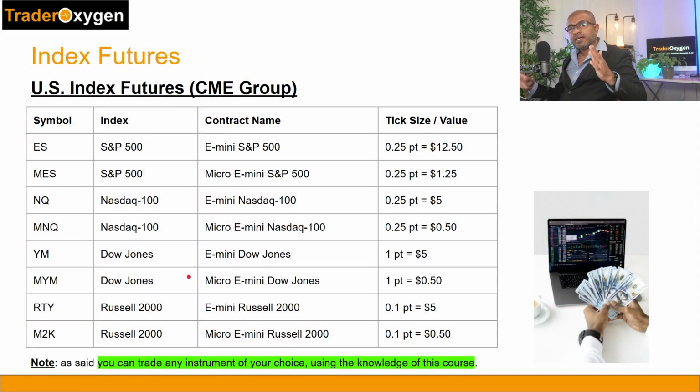So what are index futures? So what are US Index futures? So US Index futures are E-mini S&P 500, Micro-mini S&P 500, E-mini Nasdaq, Micro-mini Nasdaq, E-mini Dow Jones, Micro-mini Dow Jones and anything in this list. Then as said earlier, you can trade any instrument of your choice using the knowledge in this course.